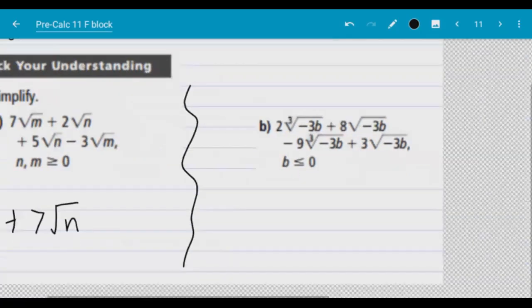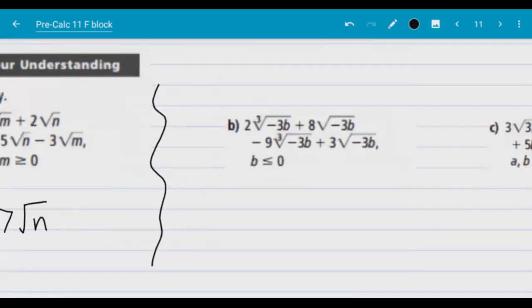Next one. In here, it appears that all of them have negative 3b inside, all right? Now, some kids would make the mistake here of thinking that all of these four terms, 1, 2, 3, 4, can go together. You have to understand that only this term and this term have cube roots, while this one and this one have square roots. So only these two would go together and these two. You got it?